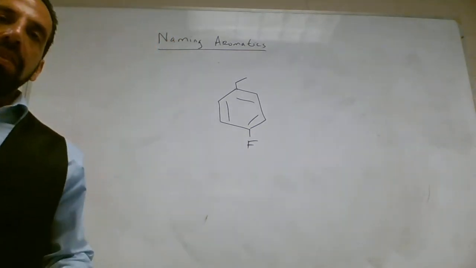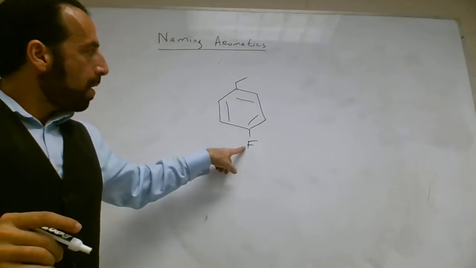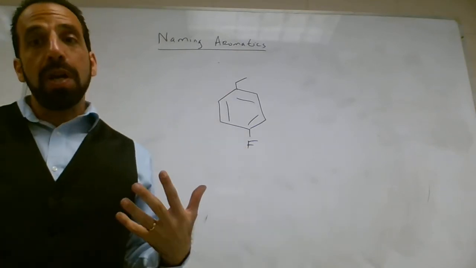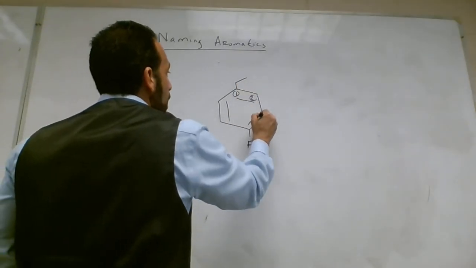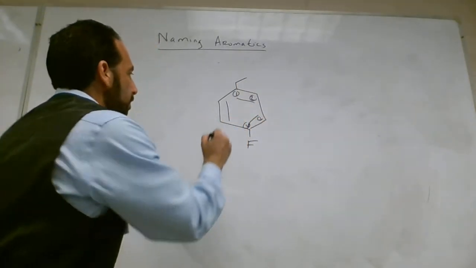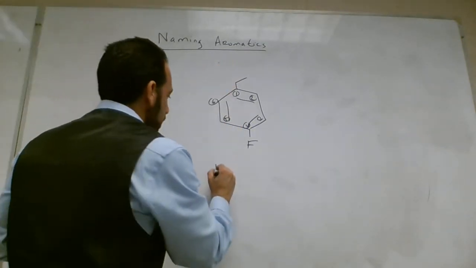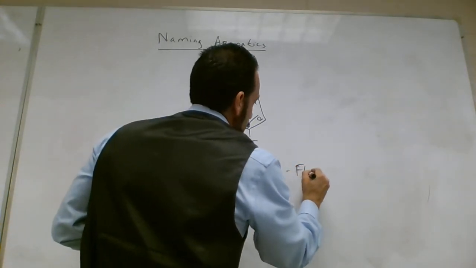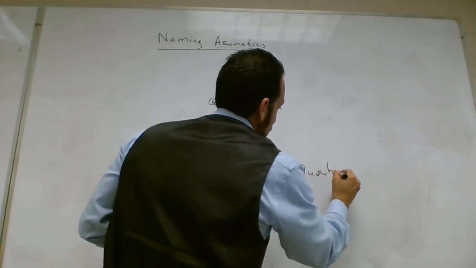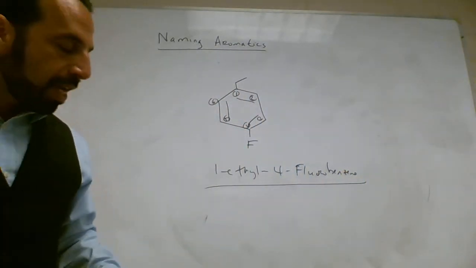Look at something like this. Again, this is a di-substituted one. Fluoro here. This is the ethyl group. Ethyl comes first alphabetically, so that's going to be number 1. So in this case, 1 ethyl, 4 fluorobenzene.